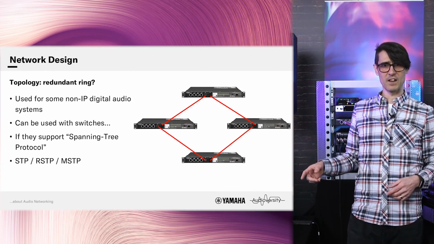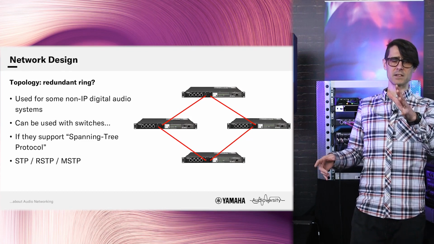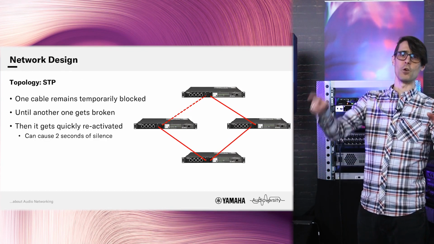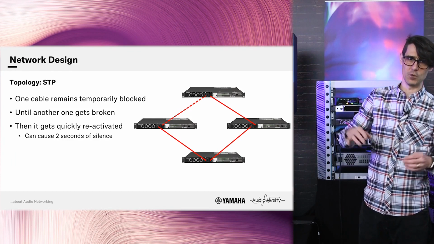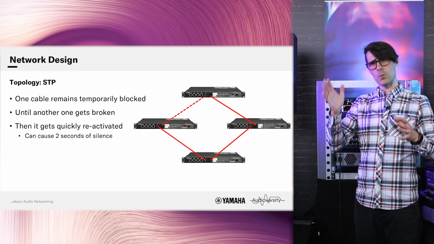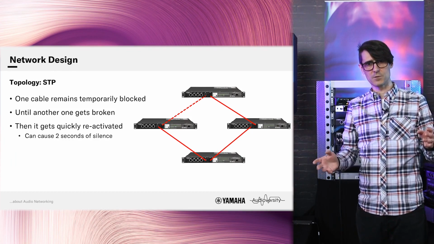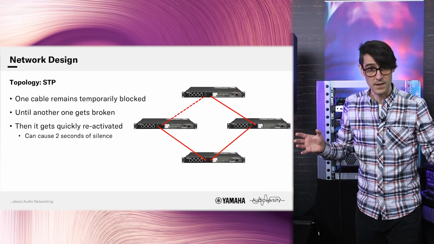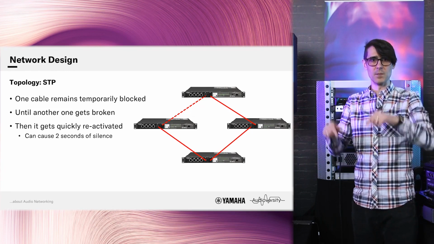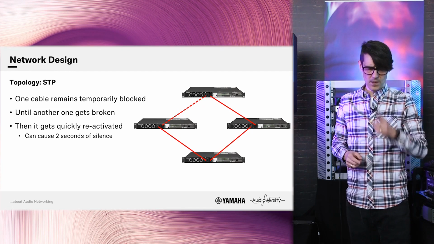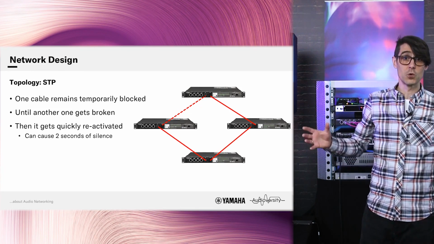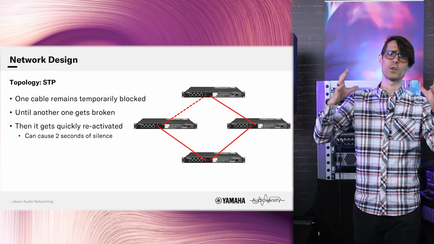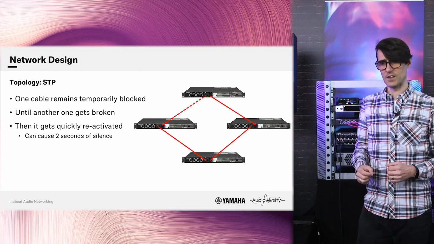Anyway, you can create a ring with switches and one cable remains temporarily blocked to avoid any sort of data feedback loop. And then when one working cable gets cut or broken, that temporarily blocked cable will start working again. So all the devices keep communicating with each other. One thing to bear in mind though, it can cause a couple of seconds of silence when this occurs. So it's not a perfect network for redundancy.